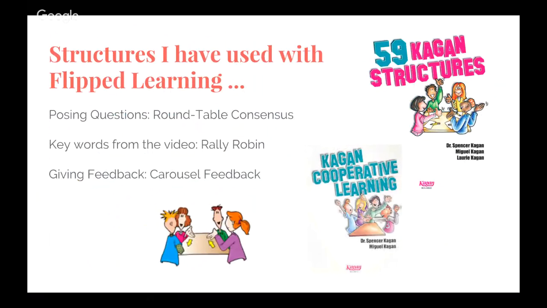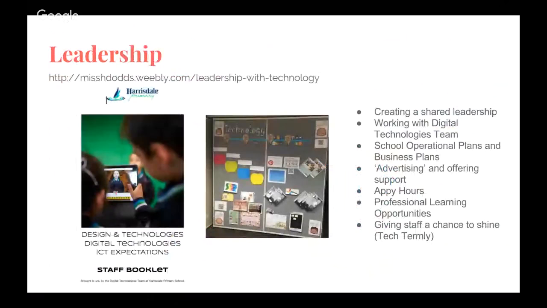Also within a primary setting, it's really important to obviously think about social skill building and things. So students aren't just working on a video in an isolated fashion. I'm really trying to make sure I'm embedding cooperative learning within that, either in the plenary of my lesson or hook of my lesson, and also in between, just to check that students are accountable as well. So I do use a lot of Kagan cooperative learning, and the book 59 Kagan Structures has been quite useful in helping me to implement that in my classroom.